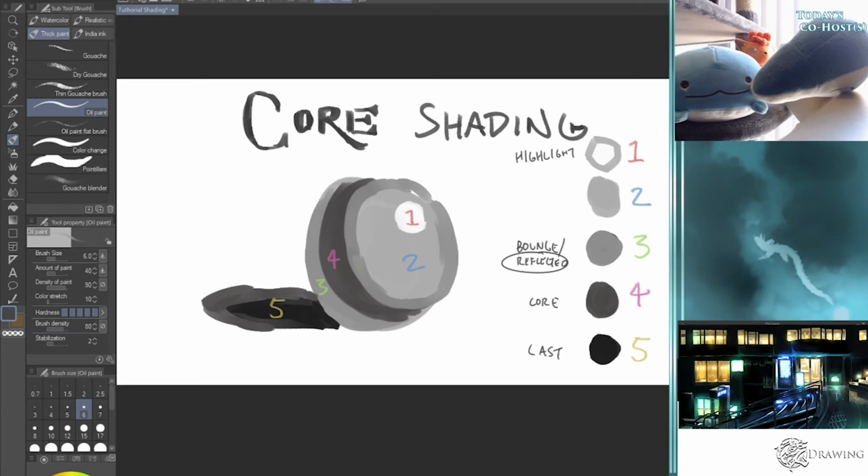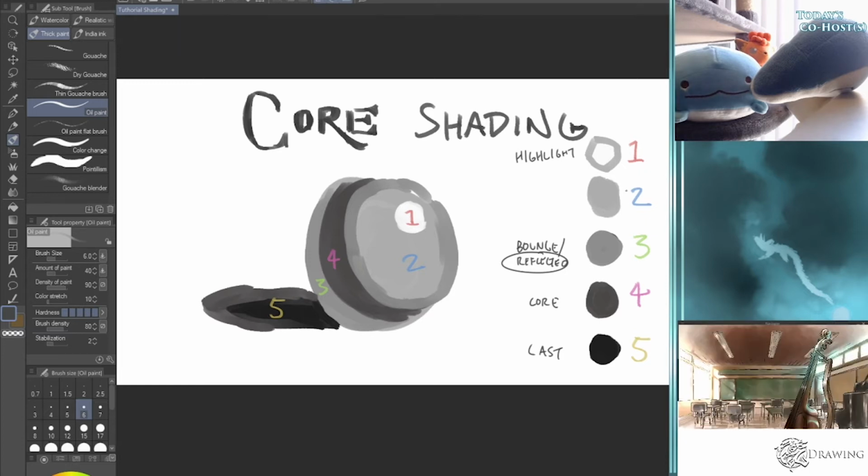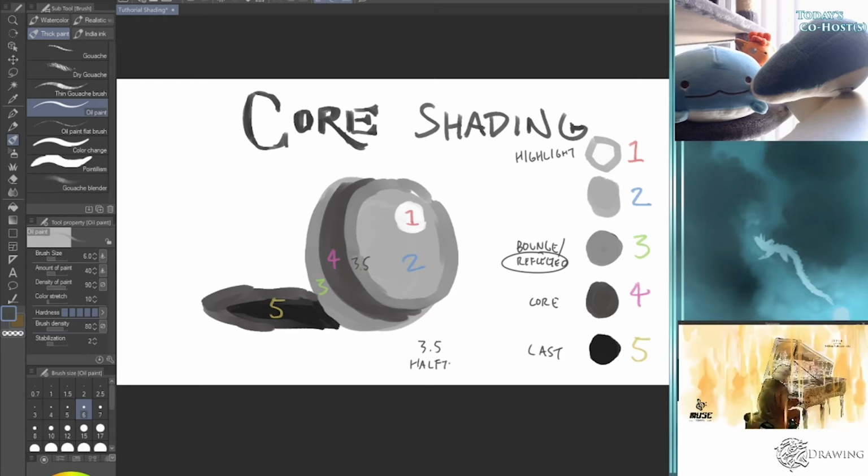Now, Monique is actually very close to knowing what 2 is. I think what would be fair to say is if you called this 3.5, 3.5 would be the halftone. They are the same darkness, but they serve different functions. Does that make sense?